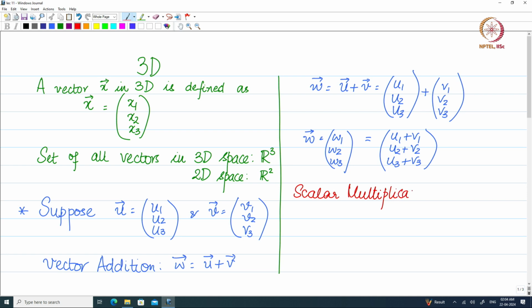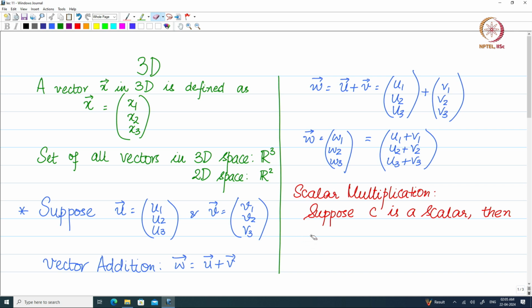Scalar multiplication. Suppose c is a scalar, that means c is a real number. Let us assume that c is a real scalar. Then let us look at this.